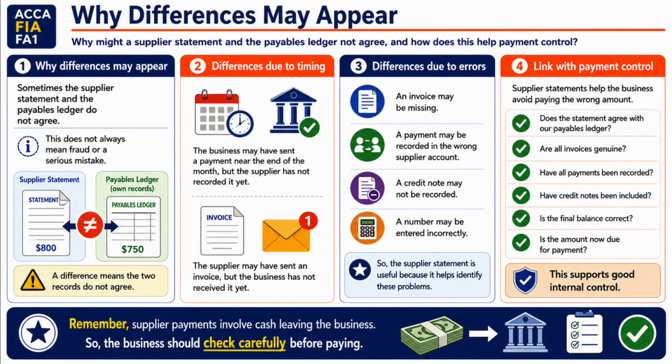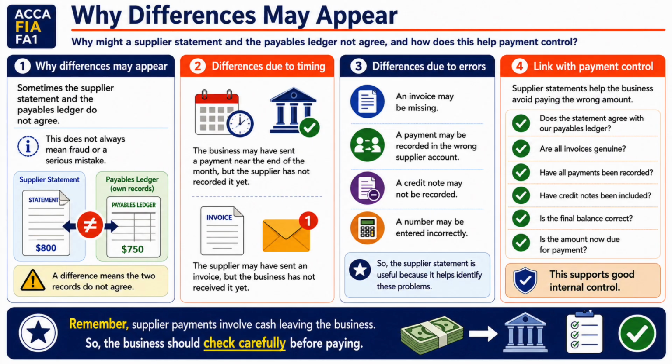Why differences may appear. Sometimes the supplier statement and the payables ledger do not agree. This does not always mean fraud or a serious mistake. Differences may happen because of timing. For example, the business may have sent a payment near the end of the month, but the supplier has not recorded it yet. Or the supplier may have sent an invoice, but the business has not received it yet.